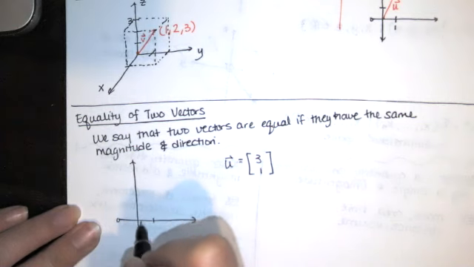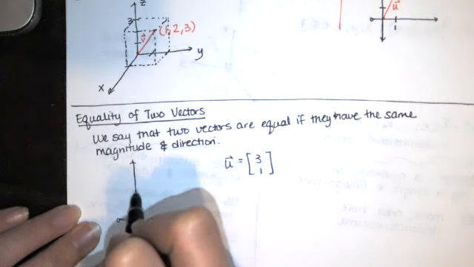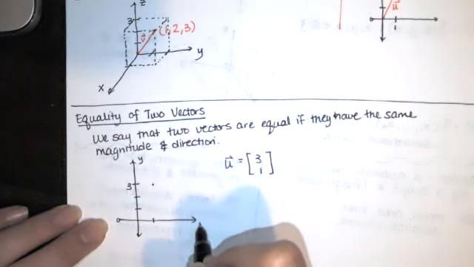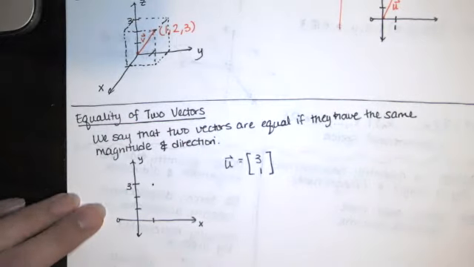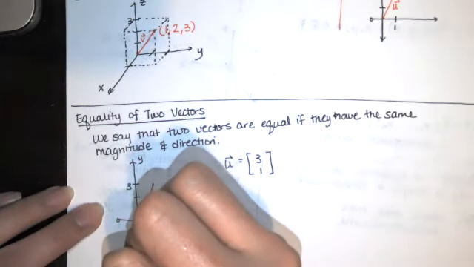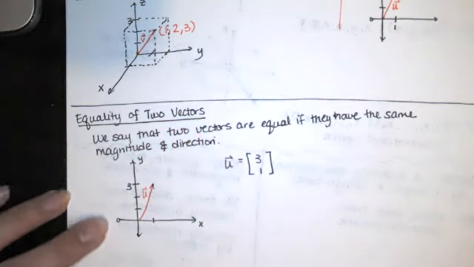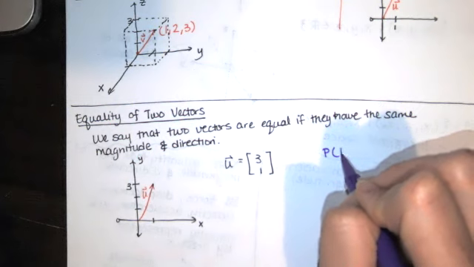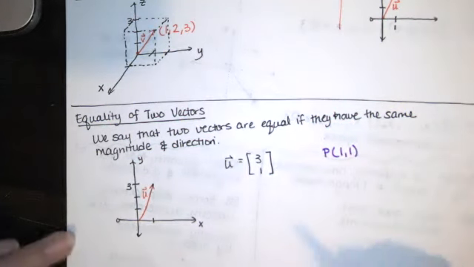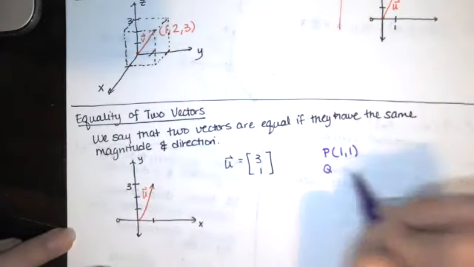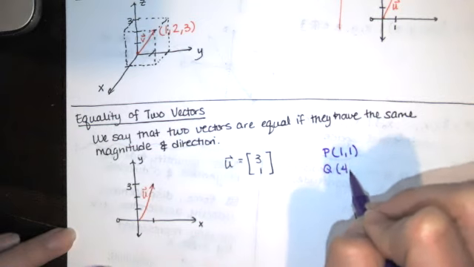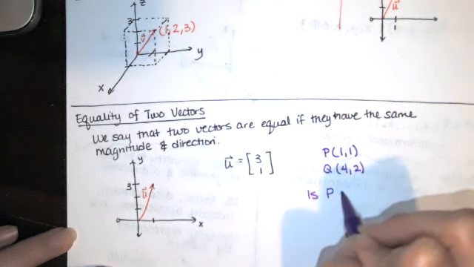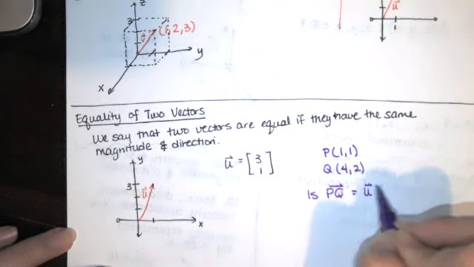You start at 0, 0, you go 1 unit in the x direction and 3 units in the y direction. This is your vector u. Let's say that P is the point 1, 1, and that Q is the point 4, 2. The question might be, is PQ equal to the vector u?